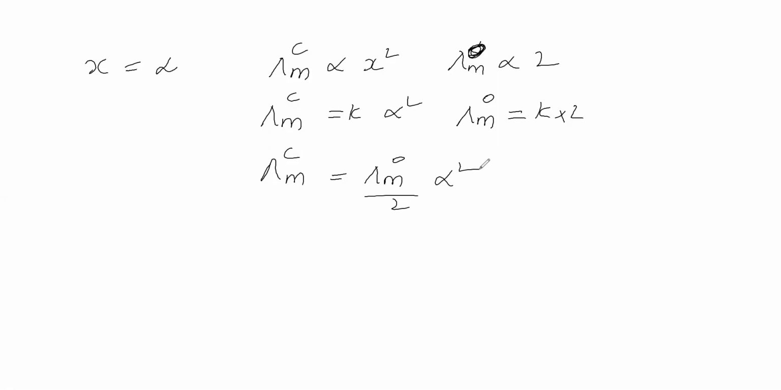Now what is the relation between alpha and lambda mc, lambda m naught? We will see. Here think that this is nothing but 2 ions.